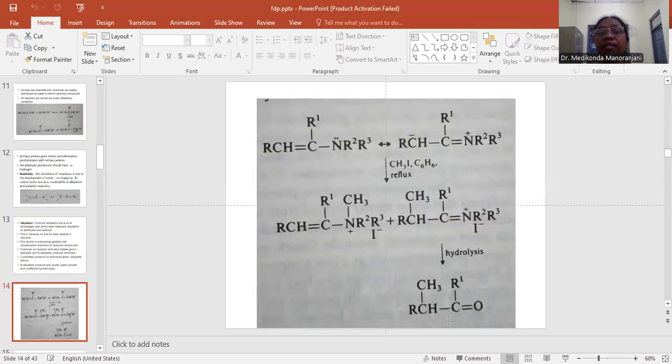Now, this is the example. Here we can see the enamine on refluxing with methyl iodide in benzene. You can see C-alkylation here and also N-alkylation.